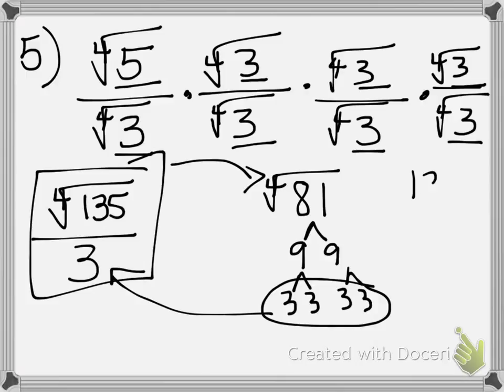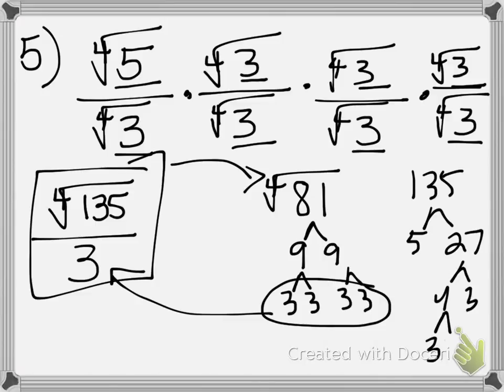If you really want to go about it and, say, okay, 5 times 27, and the 27 you can do 9 and 3, and the 9 you can do 3 and 3, and see all of that, that's fine. But sometimes you want to work smarter, not harder. And so I knew what made up the 135, so therefore I knew that there would be no groups of 4 that I could take out. So my final answer for number 5 is the 4th root of 135 all over 3.